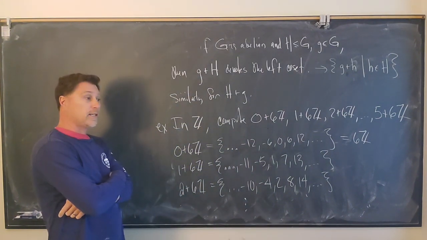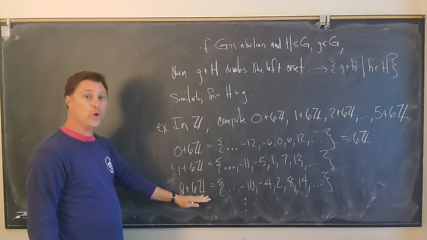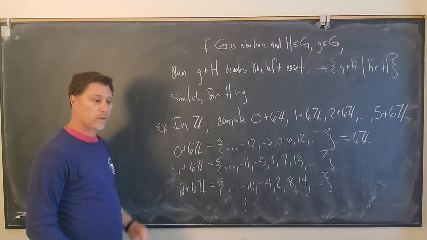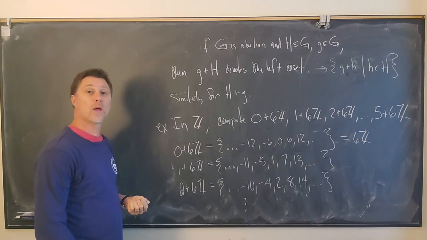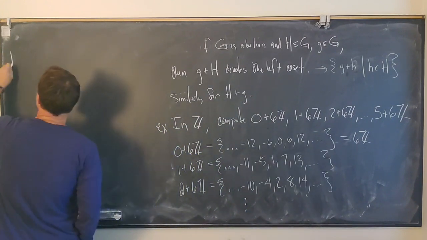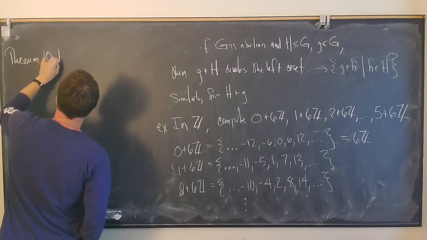Every integer is either of the form multiple of 6, or 1 plus a multiple of 6, or 2 plus a multiple of 6, all the way down to 5 plus a multiple of 6, right? Listing the possible remainders that you get when you run the division algorithm. And so here's our first result from this chapter. So theorem 10.1.